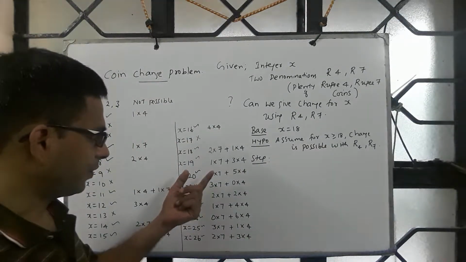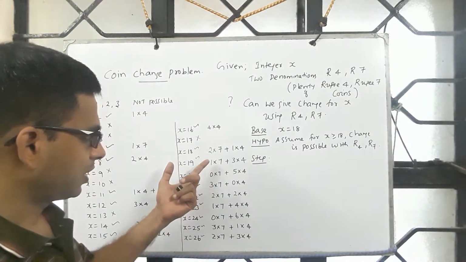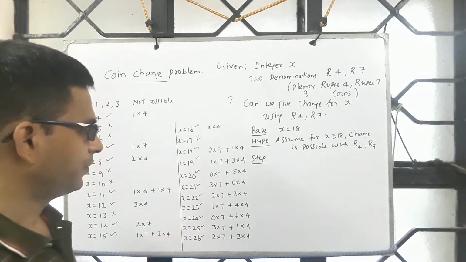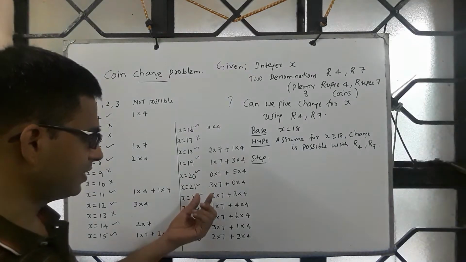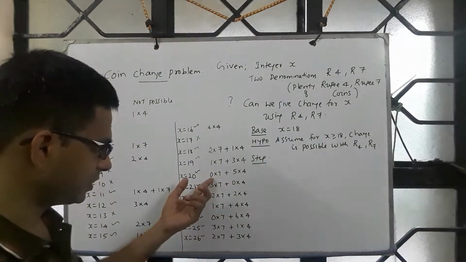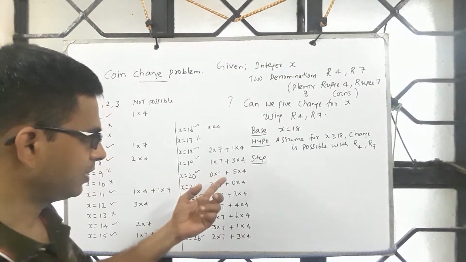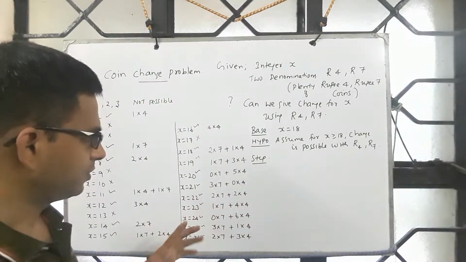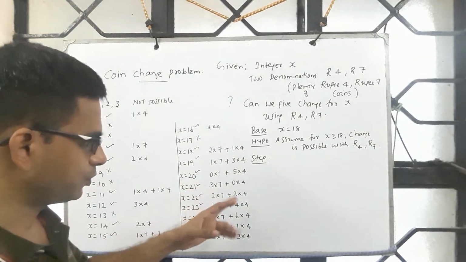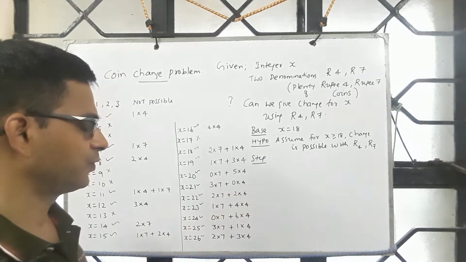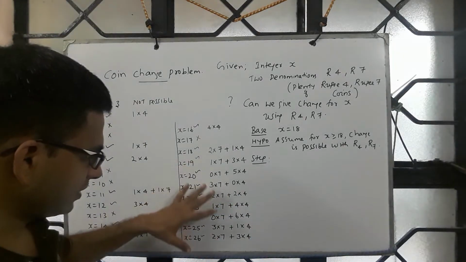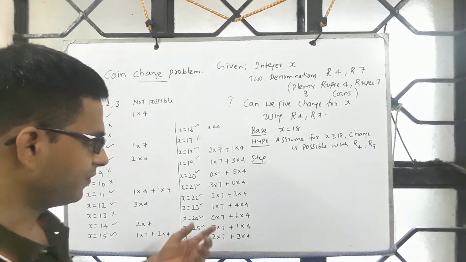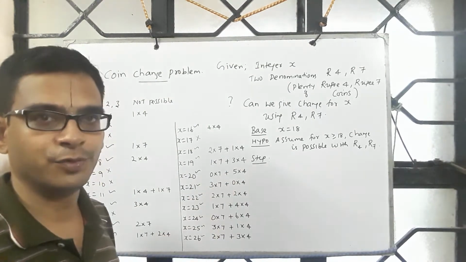We are working with 7 and 4, which means in some form you are giving the change. In some places you will not use 7 at all, which is 0 into 7, and in some places you will not use 4 at all. But in some places you use both, for example, 2 times 7 and 2 times 4. Now, by seeing this, can we observe some pattern and use that to complete the proof?